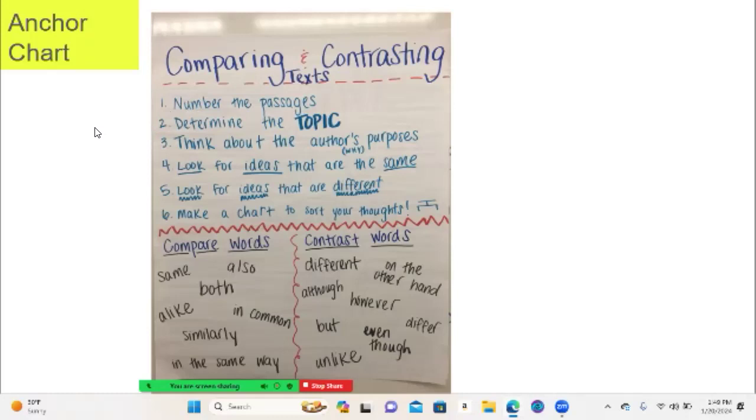So here are some words that we will use when we're comparing: same, also, both, alike, in common, similarly, and in the same way. And here are some words that we can look out for or use when we are talking about contrast. So different, although, on the other hand, however, but, even though, differ, and unlike.